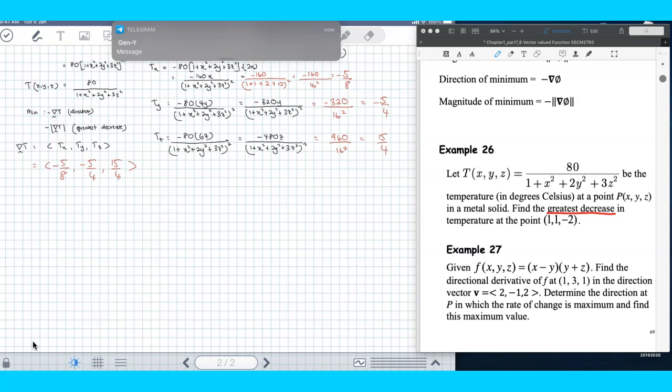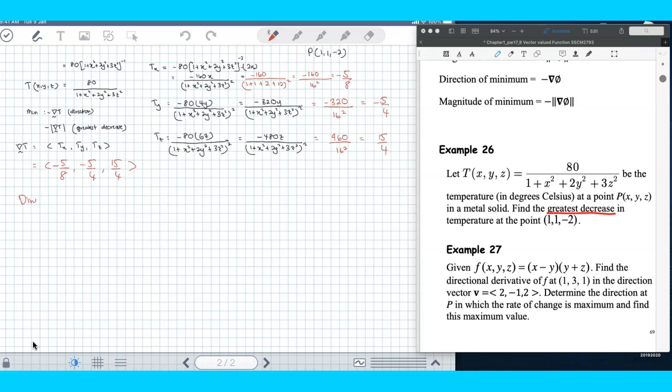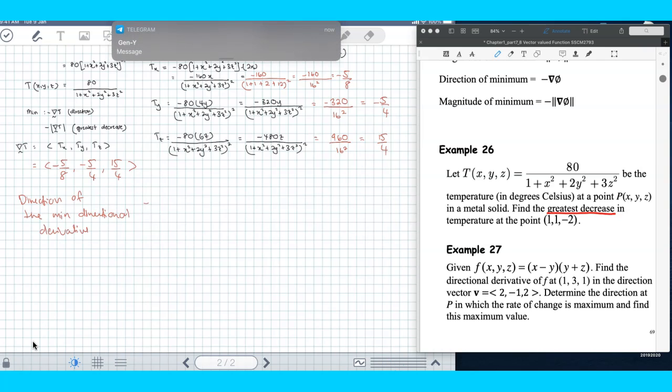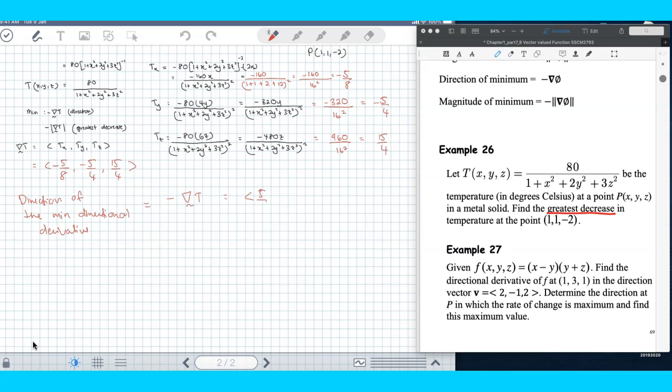So in terms of direction, the direction of the minimum directional derivatives is given by the negative gradient. So we will get 5 over 8, 5 over 4, negative 15 over 4.